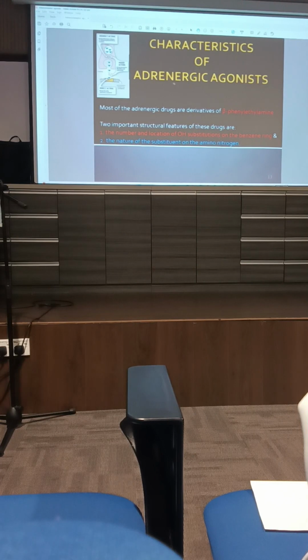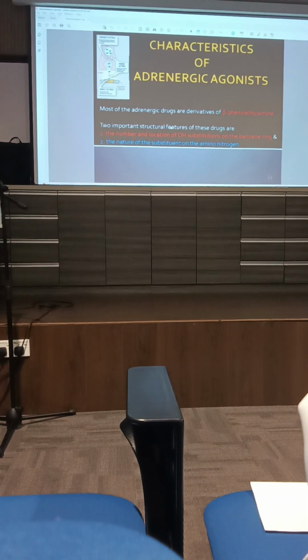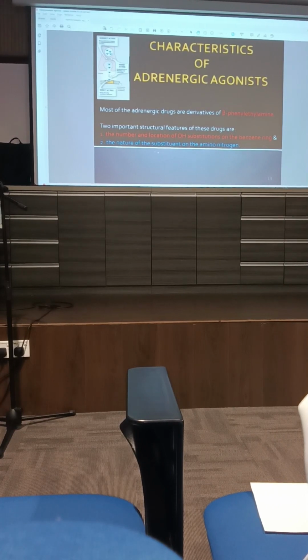We're going to look at characteristics of adrenergic agonists. Those are the drugs, derivatives of beta-phenylethylamine. It is not very important for the exam, but it is good to know. There are two important structural features: the hydroxyl substitution, its location and number, and the nature of the substituent on the amino nitrogen.